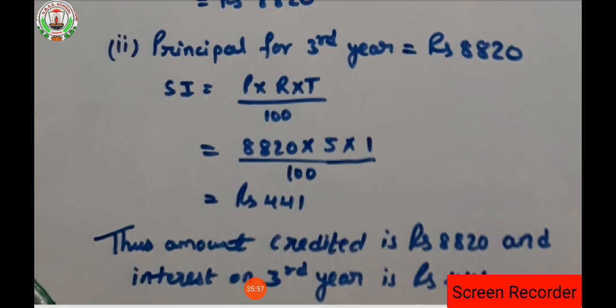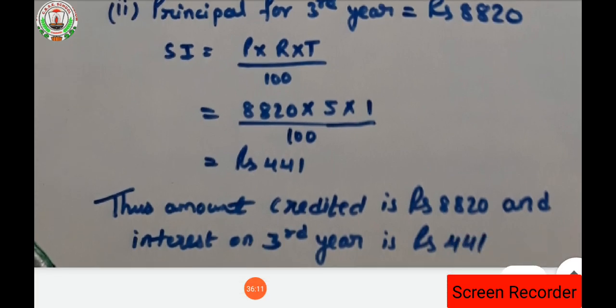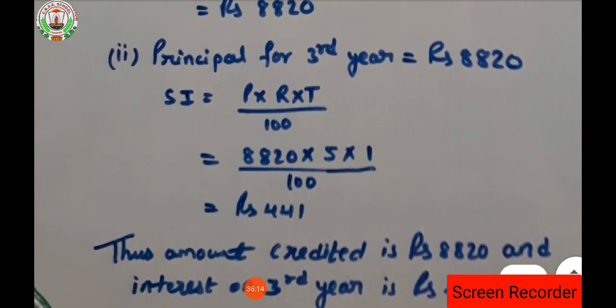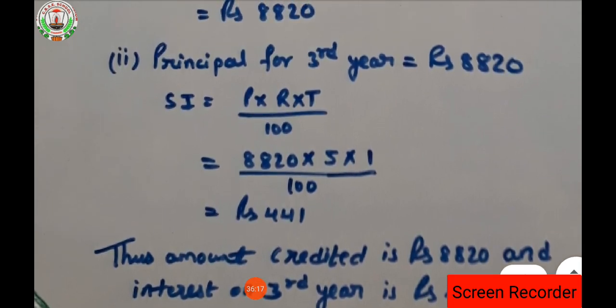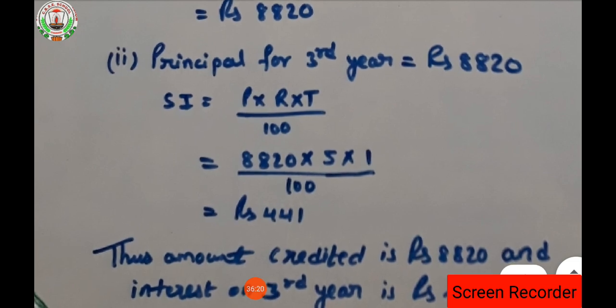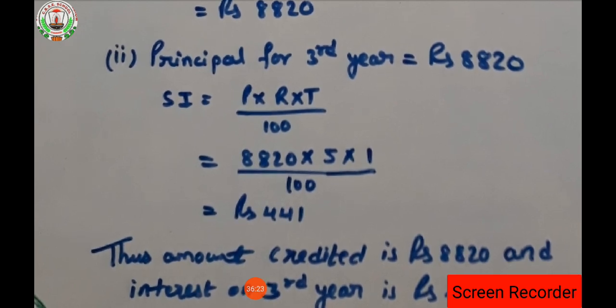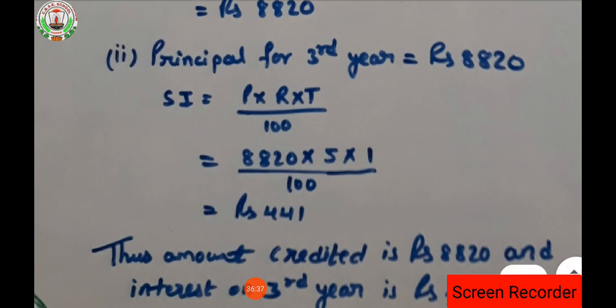So 441 is our simple interest. Thus the amount credited is rupees 8,820 at the end of the second year, and the interest on the third year is rupees 441. So hope you people understood the questions. Again and again, in order to solve it, please read the questions once, twice, thrice, and clearly find out what you have to find in the questions. Questions are similar, so a little bit of confusion will be there. While practicing, the confusion will be cleared.